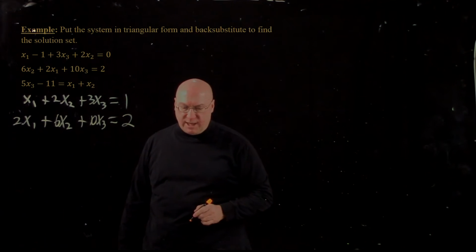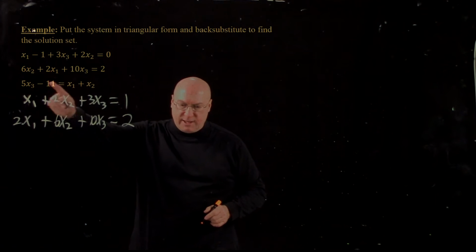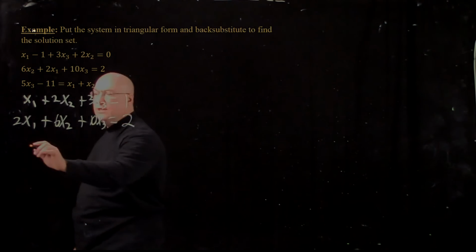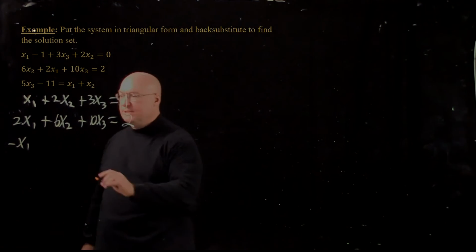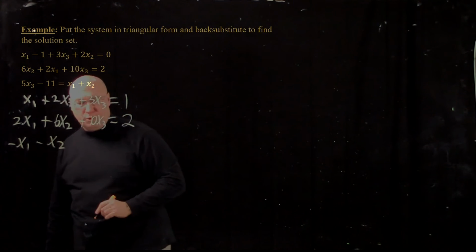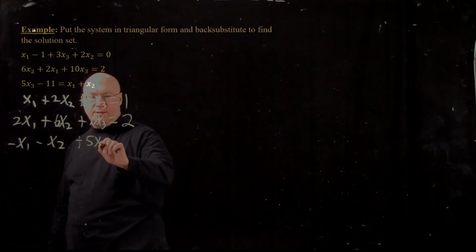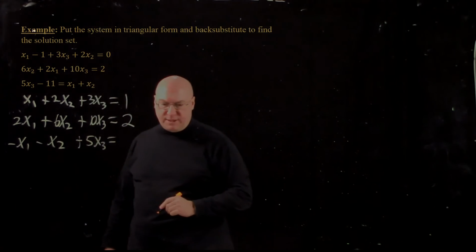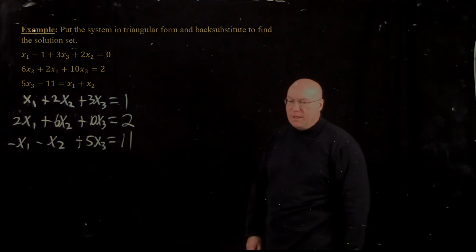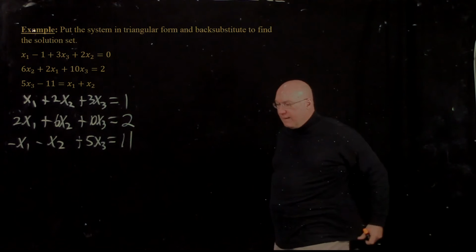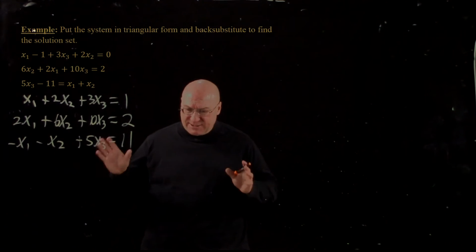And then what I have, an x1 is on the right-hand side right there, right? I got to put it over there, so I'm negating it. So it's a negative x1. And the same thing with the x2. It's a negative x2. And then I have a 5x3, and then that minus 11, when I add it to both sides, I get 11. Okay, now what I'm going to do is this time I'm going to get this in triangular form.